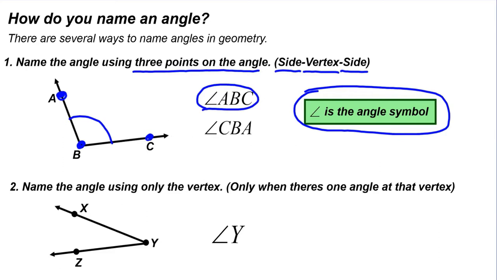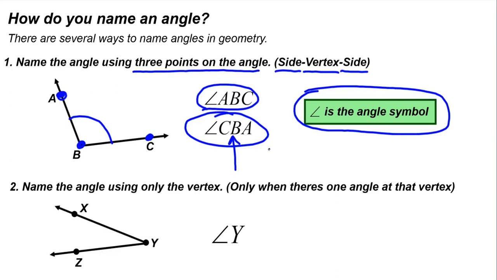Another way to name it would be to start here with C, go to B, and then to A. Again, we're tracing the same angle, we're just tracing it the other direction. So that would be an acceptable way to name that angle. Angle CBA is how we would say that. Notice that B is always the middle of the letters because that's the vertex. The vertex is always the middle letter.